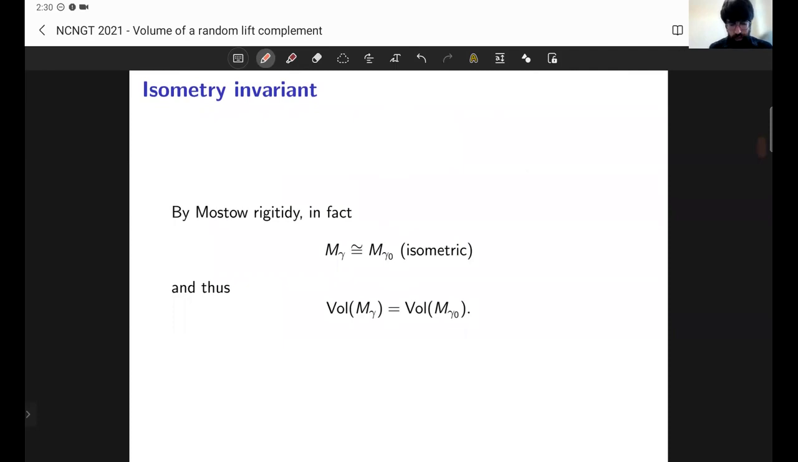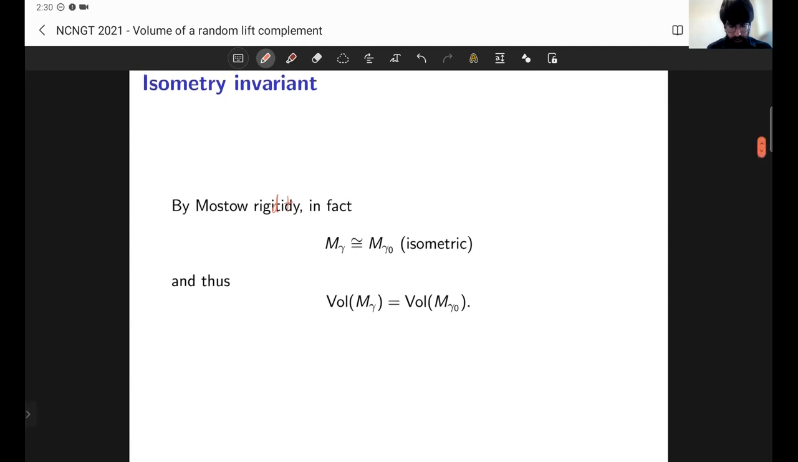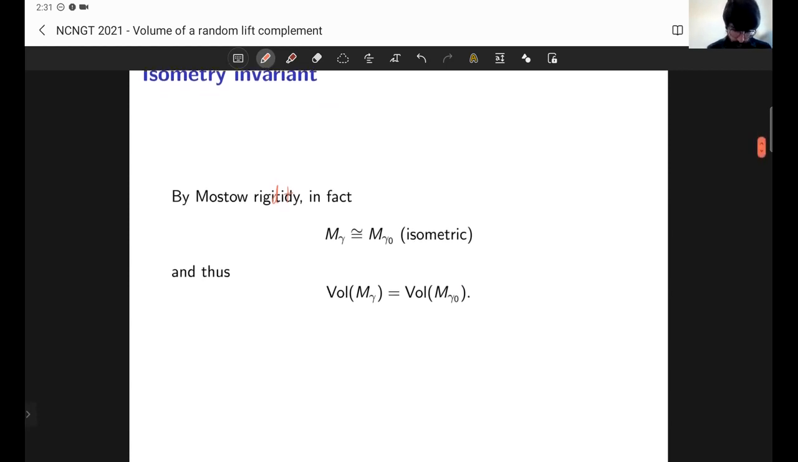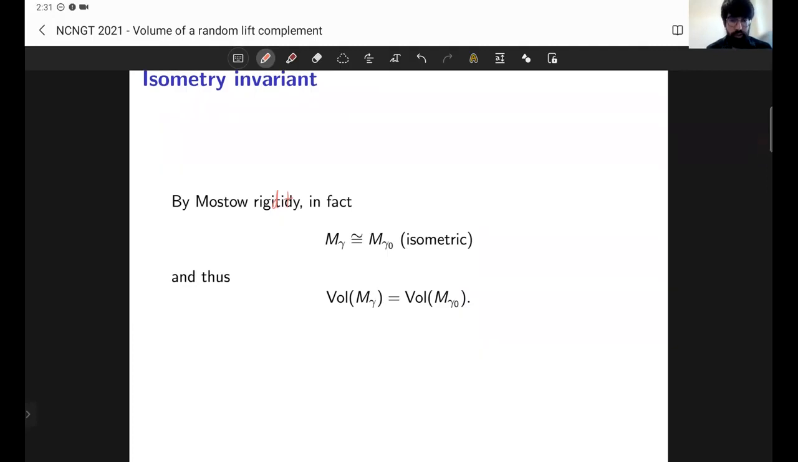Moreover, because of Mostow rigidity, not only are these canonical lift complements of curves in the same mapping class group orbit homeomorphic, but in fact they are isometric as three manifolds, because if two hyperbolic three manifolds are homeomorphic, then it follows that they are also isometric by Mostow rigidity. And therefore, I can look at their hyperbolic volume, and this volume will be a mapping class group invariant geometric quantity. And so that's one of the geometric quantities I'm going to be looking at, the volume of these three manifolds.